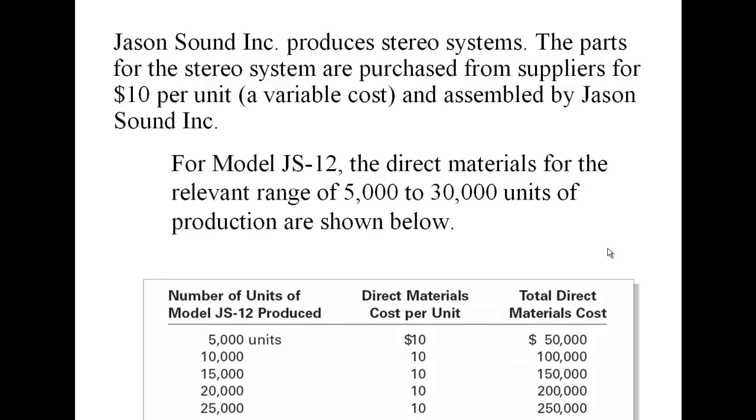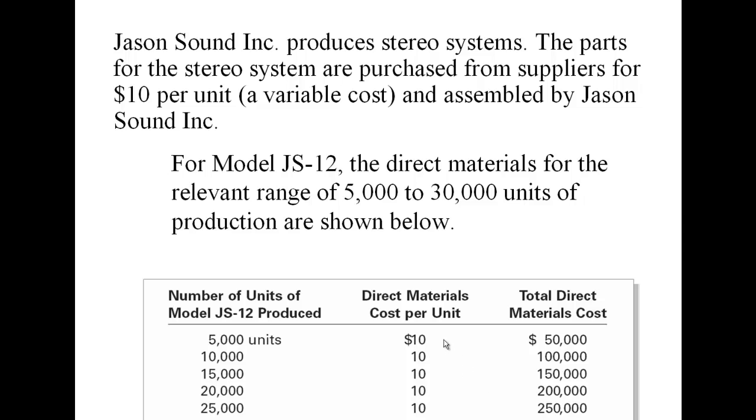So let's take a look here. It says Jason Sound Incorporated produces stereo systems, and the parts are $10 per unit that they put in those, and Jason Sound Incorporated is going to put those together. So we can see here we have direct materials of $10 per unit. If we make 5,000 units, it's going to take 5,000 times 10, so $50,000 direct material cost. All the way on up to 30,000 units, it's still $10 per unit, which is going to be a total of $300,000.